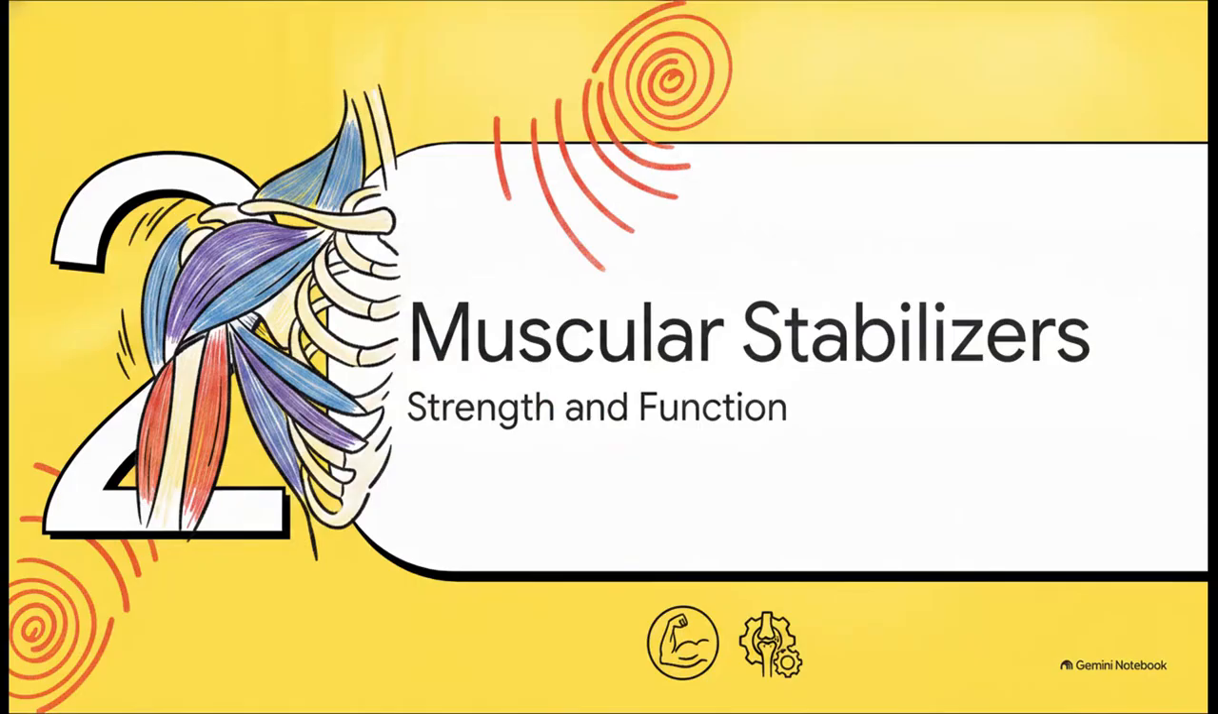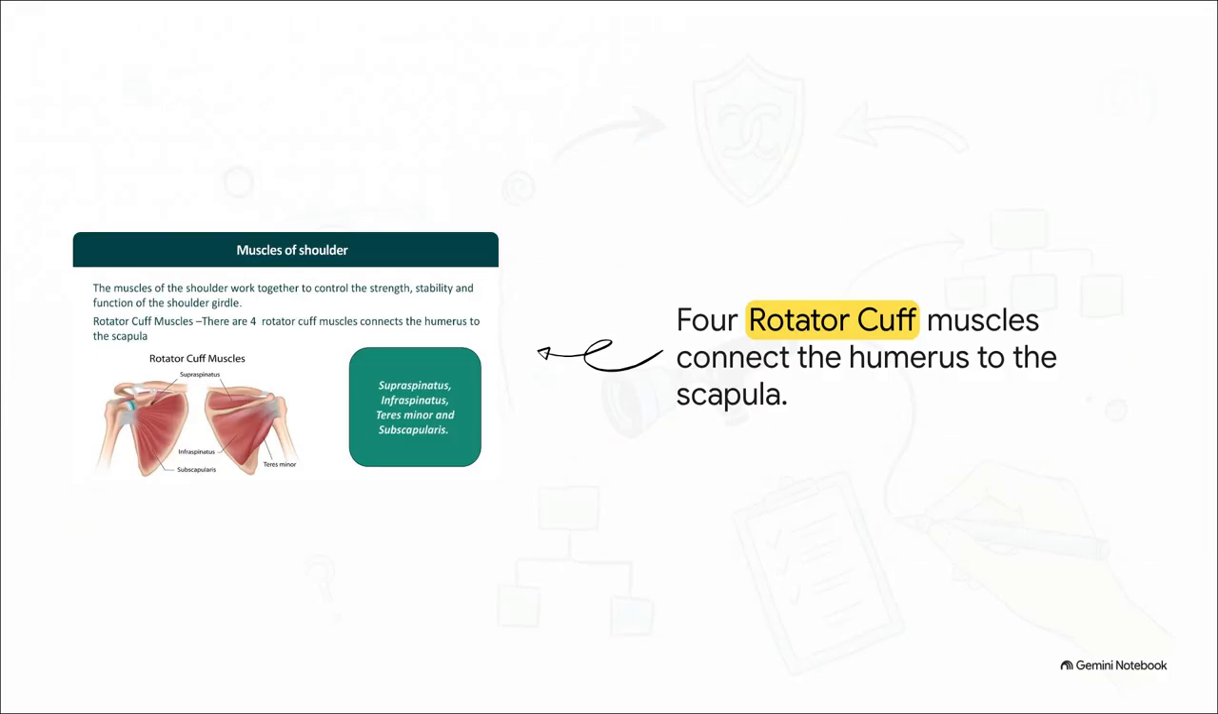Moving on to Section 2, the muscular stabilizers, driving strength and function. While bones provide the framework, muscles bring the movement and stability. There are 4 primary rotator cuff muscles connecting the humerus directly to the scapula: the supraspinatus, infraspinatus, teres minor, and subscapularis. All 4 take their origins straight from the scapula.